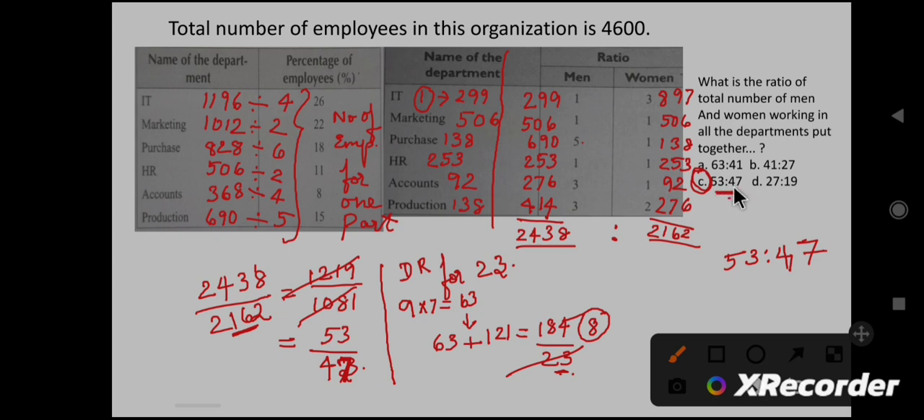So this question is a little longer than the other questions, but this question is very, very important from the exam point of view. So I request you to practice it as many times as possible, so that it will save your time while doing competitive exams. Let me move on to the next question.